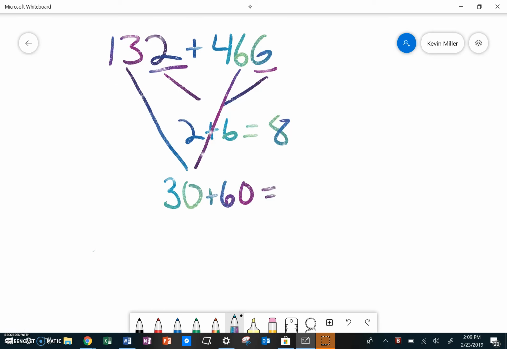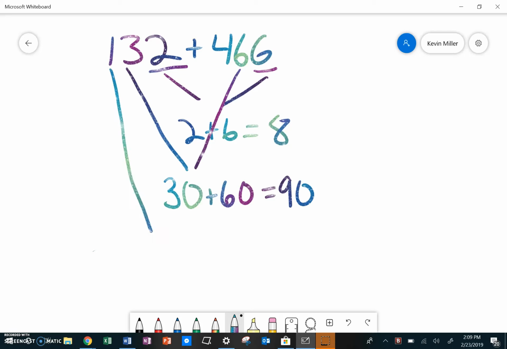And that's very important to keep in mind because the students need to understand that where a number sits in a number affects the true value of that number. In this case, it's in the tens place. So I'm going to add 30 plus 60, and I know that that's 90.